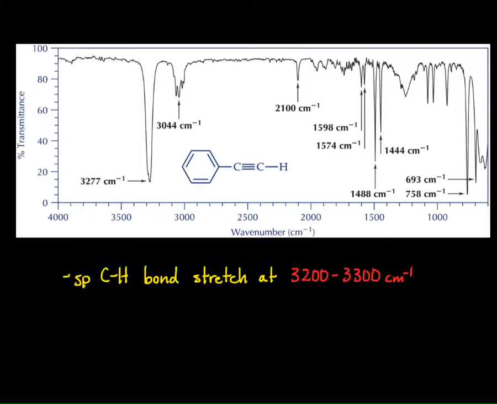Also notice in this particular structure we also have sp2 carbons. That benzene ring consists of sp2 carbons and there are hydrogens coming off of it, and so we see an absorption right above 3000 at 3044, and that corresponds to the sp2 carbon-hydrogen bond stretches. So now we can distinguish between the different types of carbon-hydrogen bond stretches: sp, sp2, or sp3.